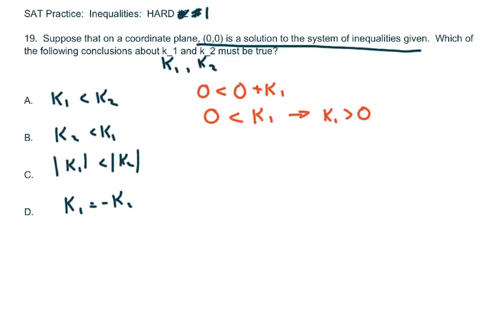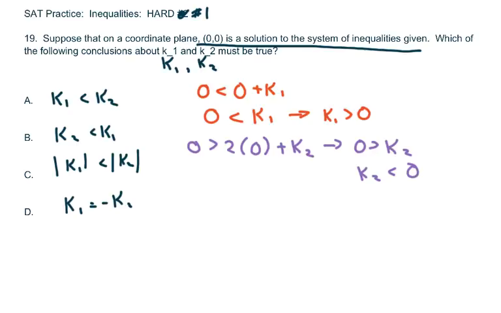Alright, now what we want to do is something like this. 0 is greater than 2 times 0 plus k2. Because that's your second term. k2 is your second term, so that's why we have that there. So basically we get 0 is greater than k2, or k2 is less than 0, which means k2 is a negative number.